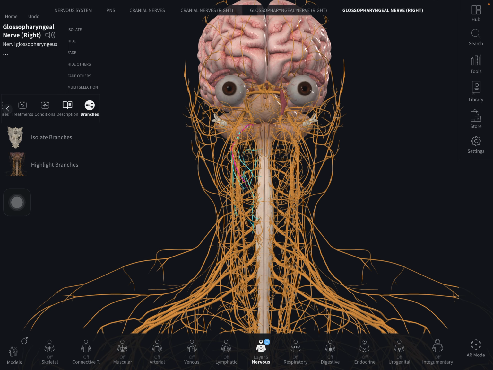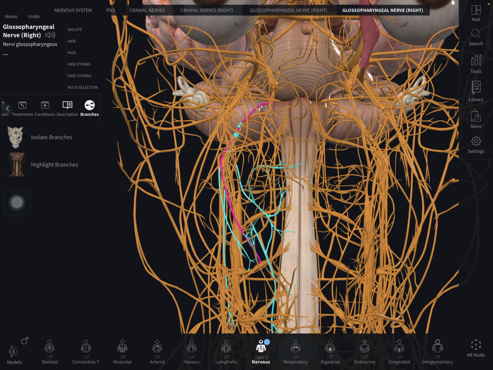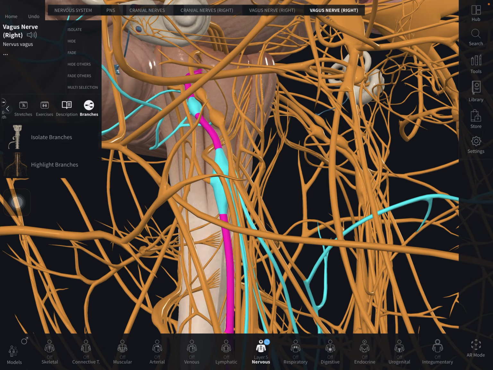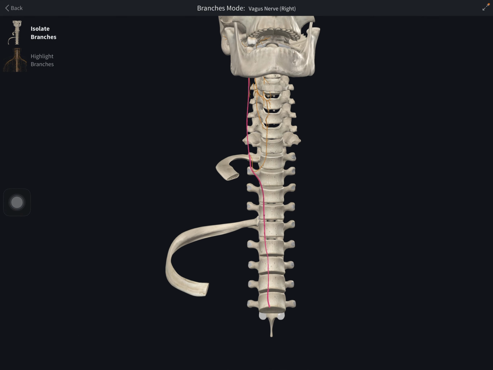Then the next nerve is the vagus nerve, the 10th cranial nerve. This is said to be the longest cranial nerve in the body. So simply to remember, the vagus nerve is a parasympathetic nerve that innervates organs of the respiratory system, circulatory system, digestive system, urinary system, and reproductive system. We will discuss that in the parasympathetic divisions.